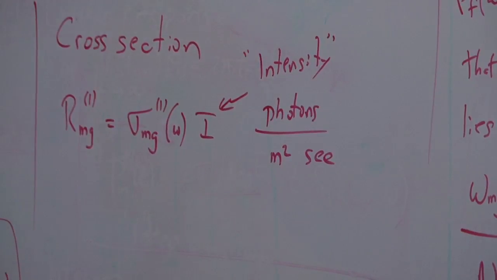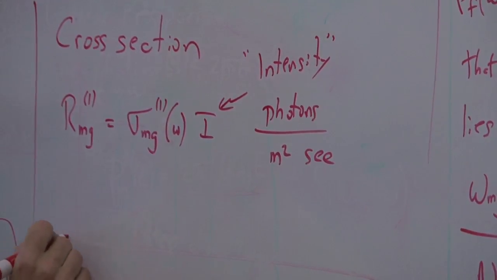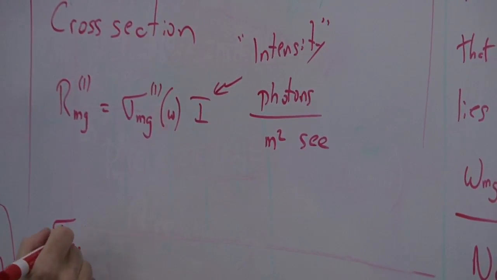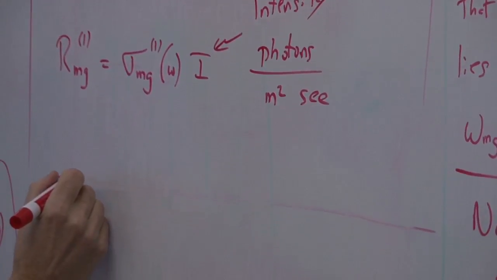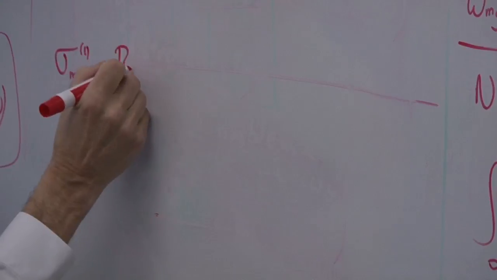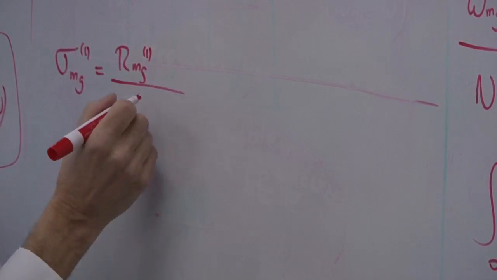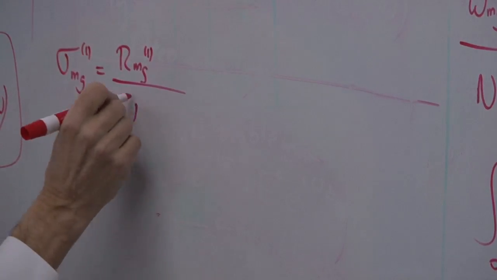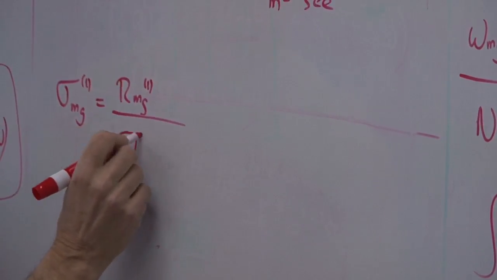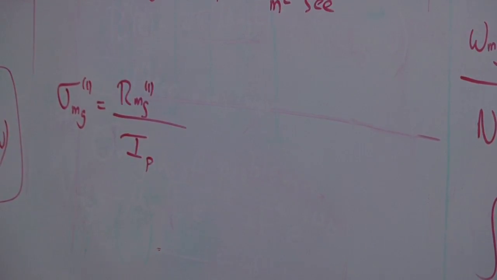So knowing the transition rate now, we can find that sigma mg1 is equal to r mg1 divided by, let's call it I sub p for photon. Okay, so that would be it. And I guess we wrote this here.